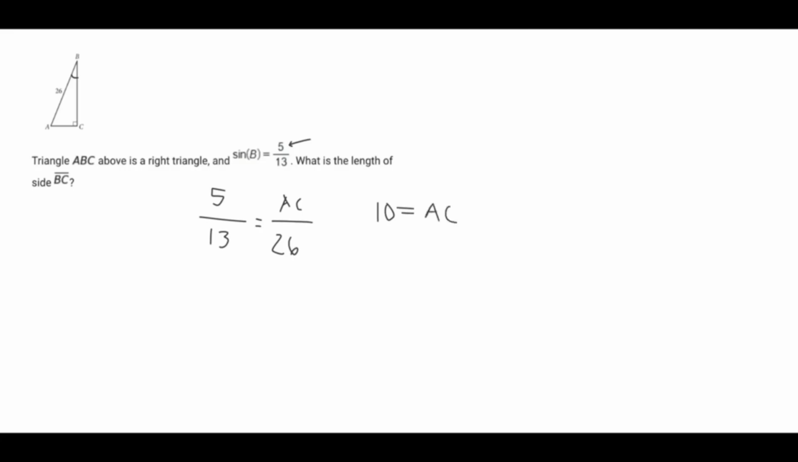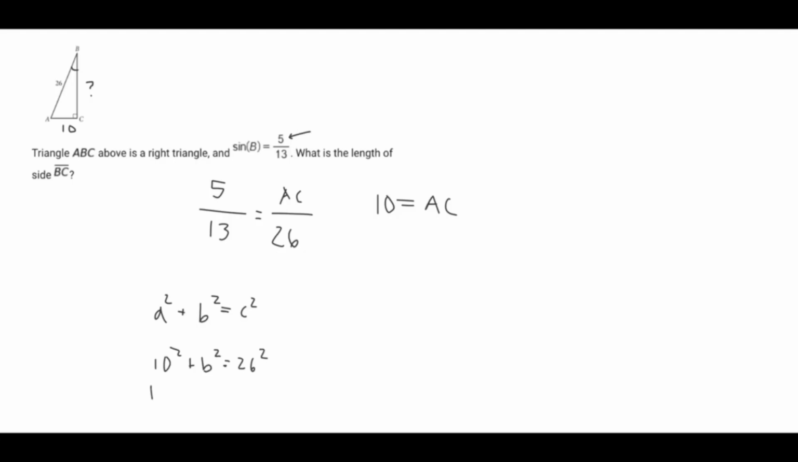So there we go. So we know that AC is 10, and now we want to find the side length of BC. So we don't know what BC is, but guess what? It's a right triangle, and so we can use Pythagorean theorem. So Pythagorean theorem is A squared plus B squared equals C squared, right? I guess I'll call AC our A value. So we have 10 squared plus B squared equals 26 squared.